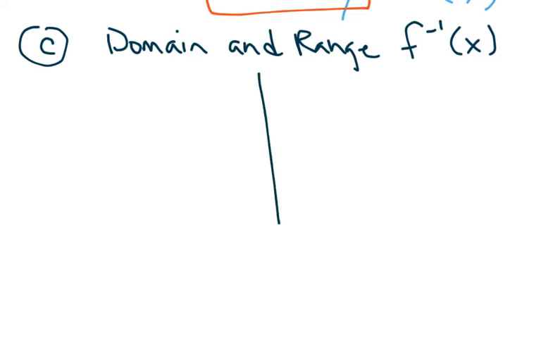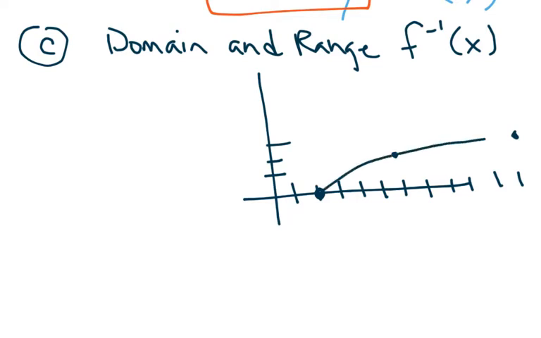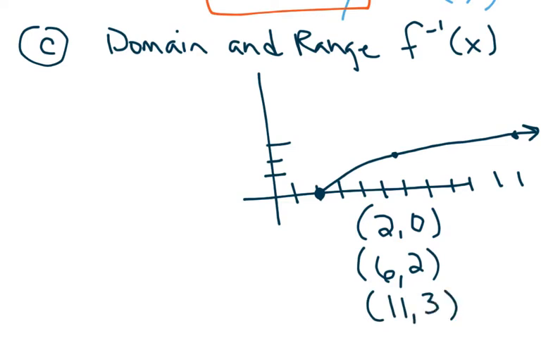What I'm going to do is go back and look at what the original graph looked like. The original graph went through (2, 0). The next nice ordered pair was (6, 2). And then the next nice ordered pair was at (11, 3). So that's 6, 7, 8, 9, 10, 11, 3. The reason I'm only looking at the nice ordered pairs is because they're easy to flip and regraph. So here were my nice ordered pairs.